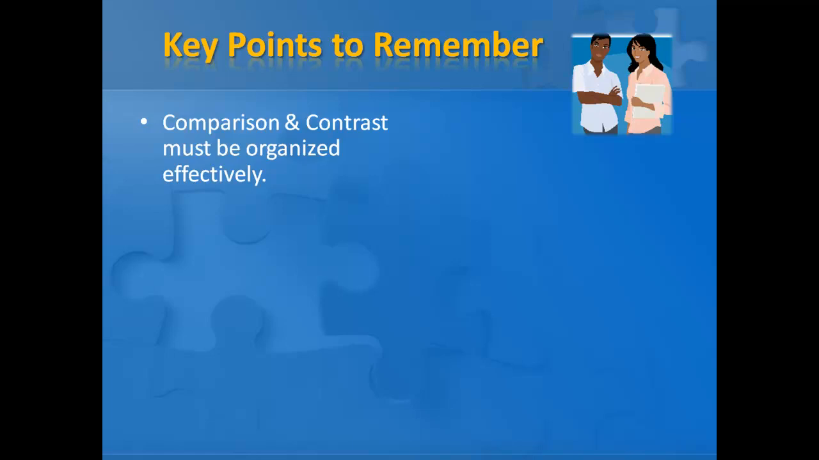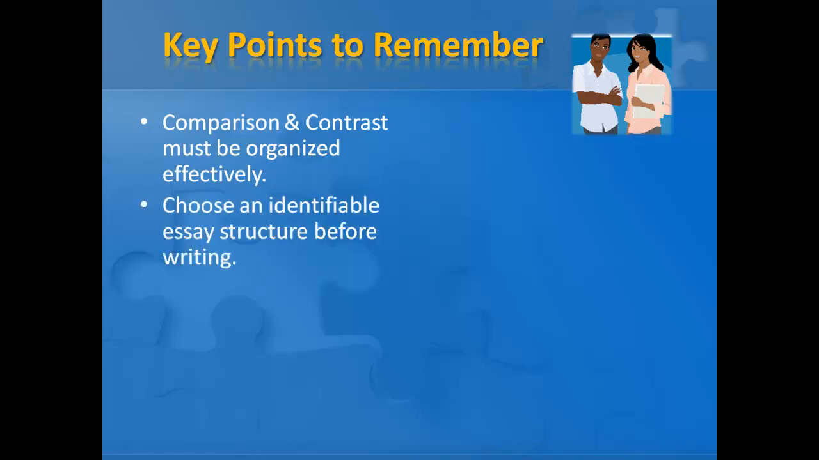Comparison and contrast must be organized effectively. I cannot stress that enough. Choose an identifiable essay structure before writing. If you do not, your essay will get confusing and your instructor will probably tell you you lost it here. You were talking about this, then you started talking about that, and they're not true comparison and contrast between these two objects. So organize first. Your points must be parallel between both subjects.